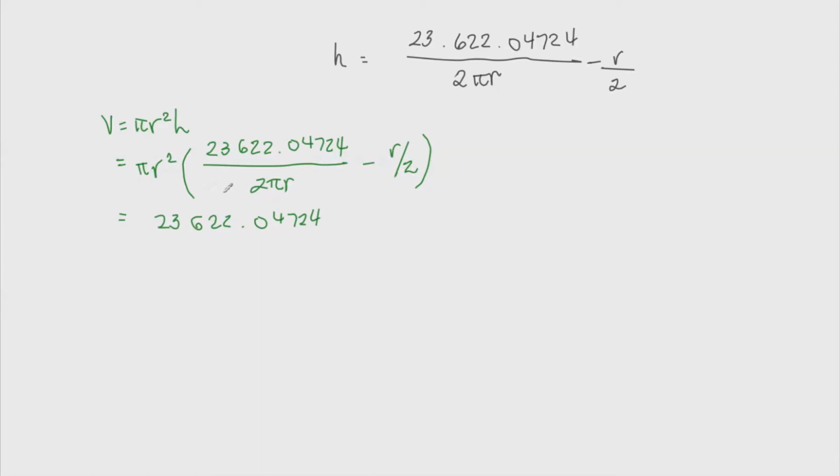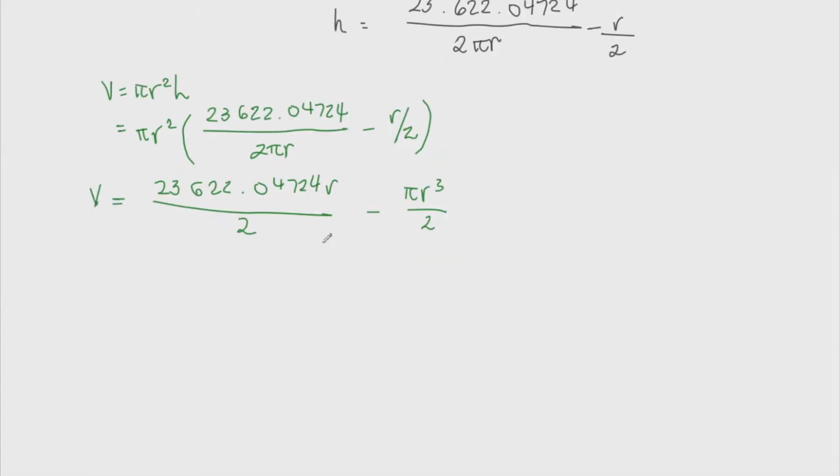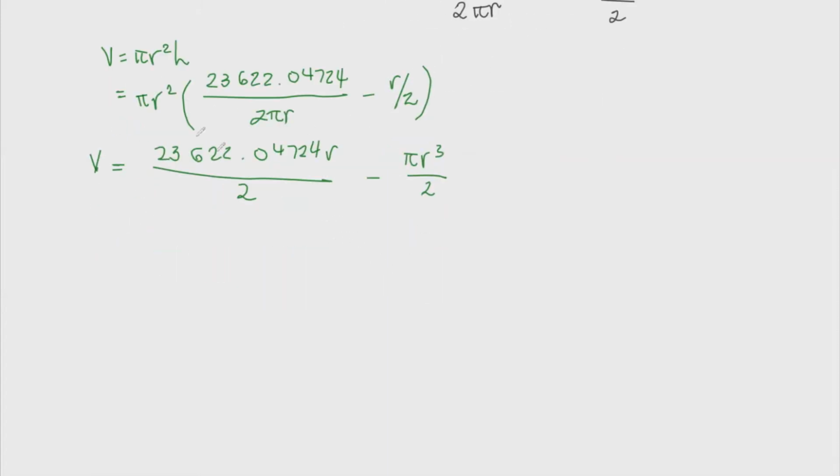So I think we have 23,622.04724, and then pi will be cancelled out, and we're left with r here, and that's over 2. And then this one is pi r cubed over 2. Okay, this looks easier now since we don't have to perform the product rule anymore. So now that we already have this expression, we can differentiate that with respect to r. This one is a constant, so we can just divide that.